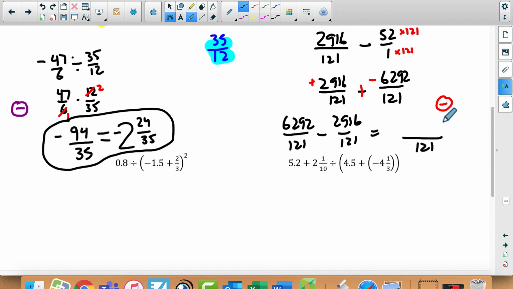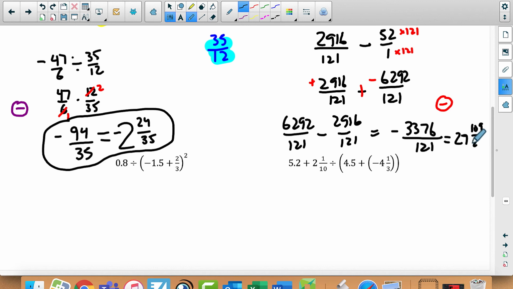6,292 minus 2,916 is equal to 3,376. And remember, it's going to be negative. Do you really want to put that in mixed form? How many 121s go into 3,376? Well, if you insist, it's going to be 27 with 109 left over, and the denominator stays the same.